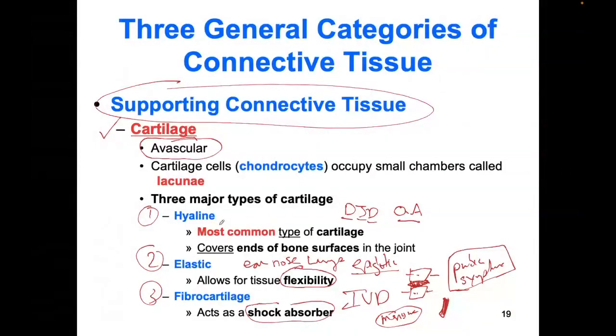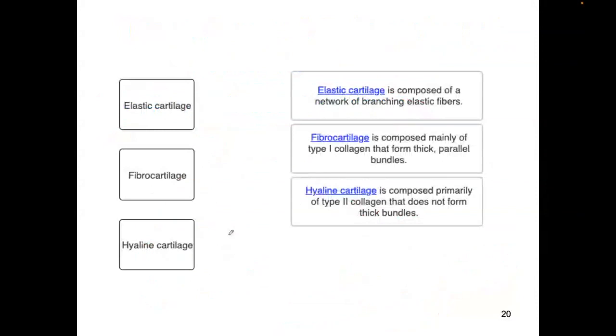When someone has arthritis of the shoulder, arthritis of the hip joint, arthritis of the fingers, the hyaline cartilage is breaking down. It's covering the very end of the bony surfaces of the joint. So this has shown up on some Connect quizzes: blank type of cartilage is composed of a network of branching elastic fibers. I always love when they use the word in the definition, right?